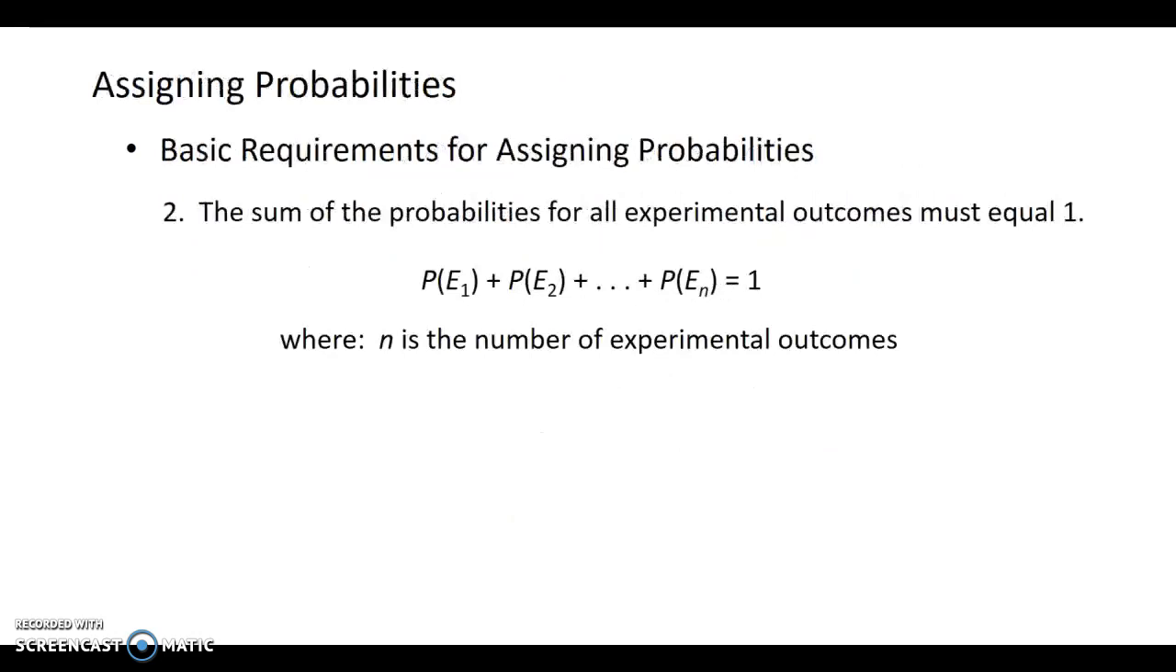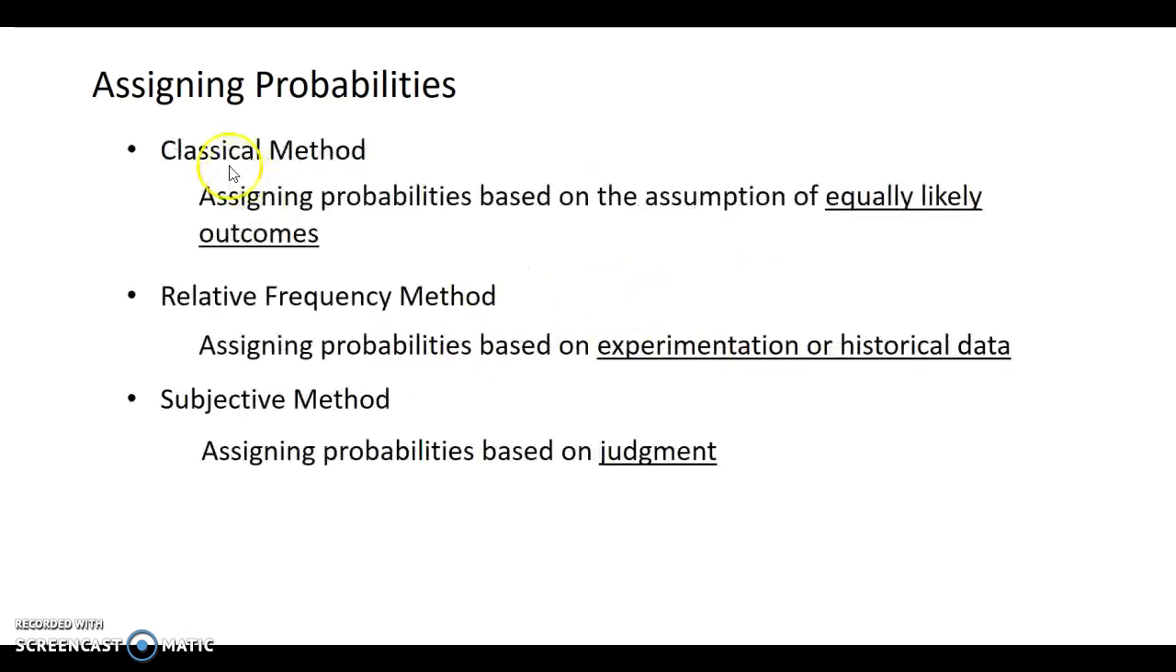Okay, the sum of the probabilities of all experimental outcomes must equal 1. The probability of a 1 plus a 2 plus a 3 plus a 4 plus a 5 plus a 6 for a dice roll, 1 over 6 added to itself 6 times would be exactly equal to 1. N is the number of experimental outcomes. When we assign probabilities, there's 3 different methods.